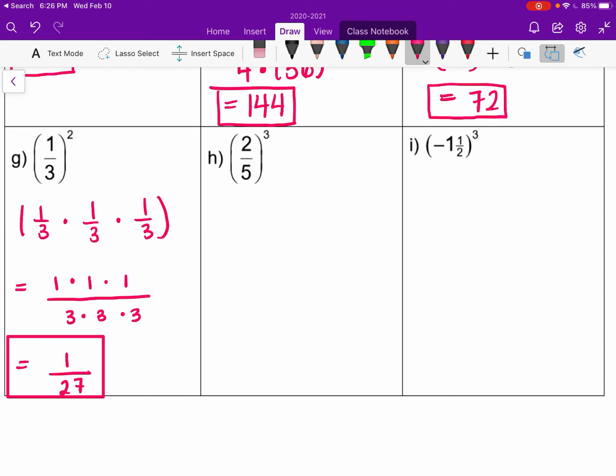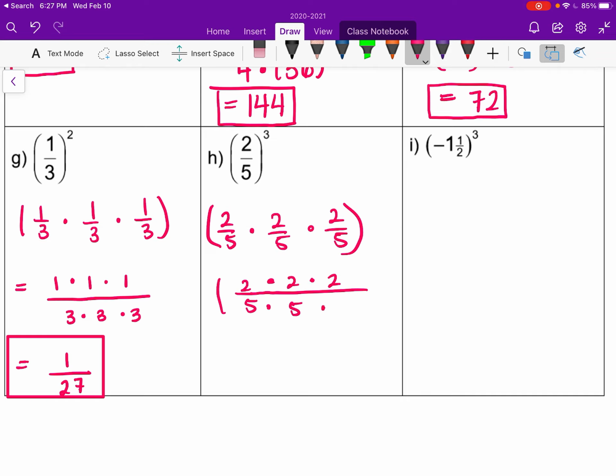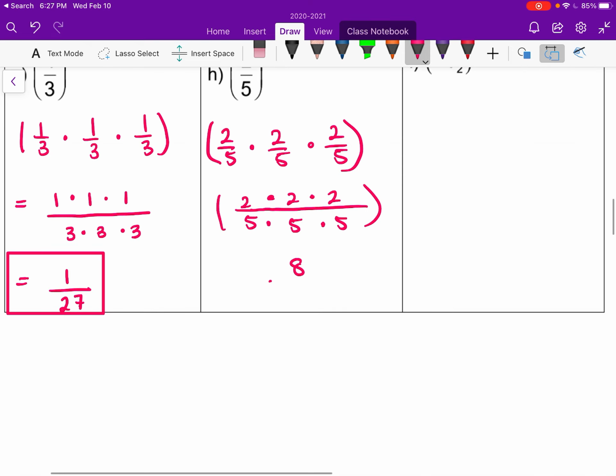Same thing here. You're going to do 2 cubed and 5 cubed. So you're going to do 2 over 5 multiplied by 2 over 5 multiplied by 2 over 5. Right? And when you're multiplying fractions, you multiply all the tops. So 2 times 2 times 2. Multiply all the bottoms. All right? 8 over 125.